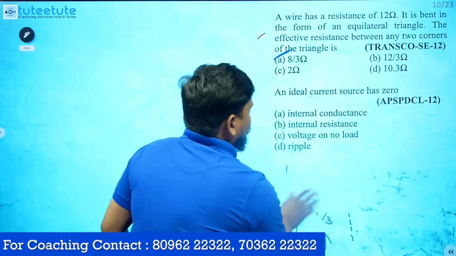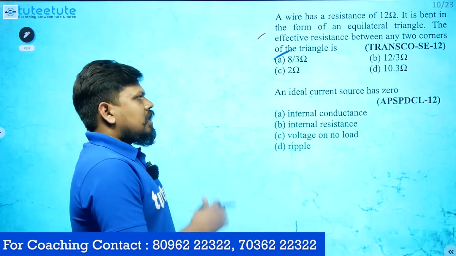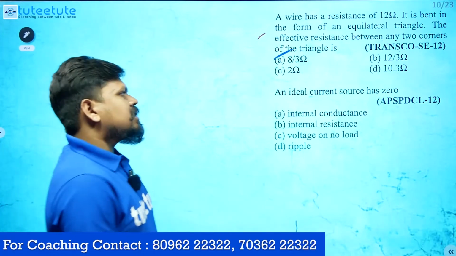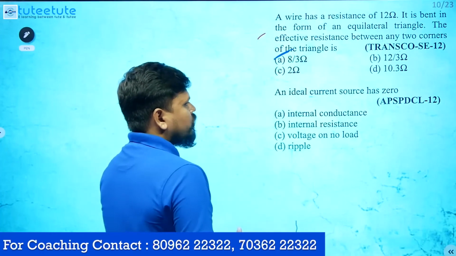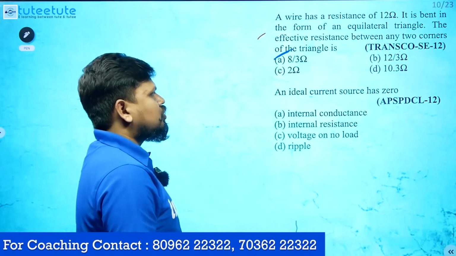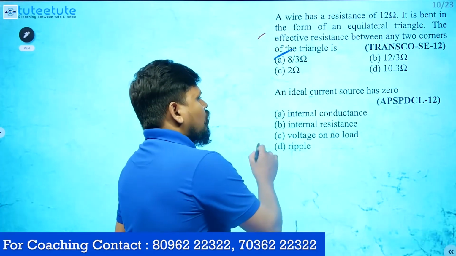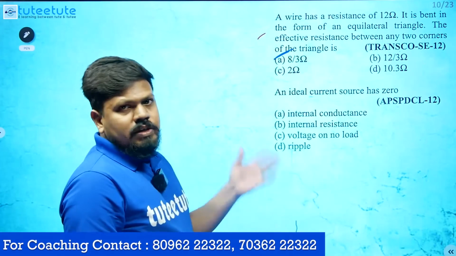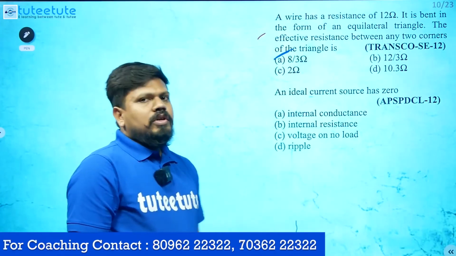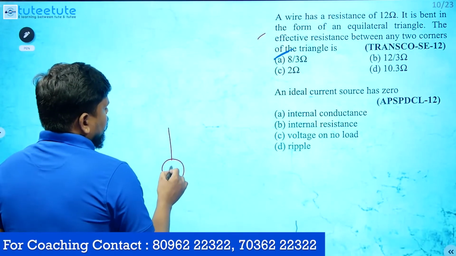Next question. An ideal current source has 0, okay. So they are asking the property of a current source. We should know it before only. An ideal current source has 0 what? Internal conductance, or internal resistance, voltage on no load, or ripple. So what is the answer we have to know? What is the property of a current source?